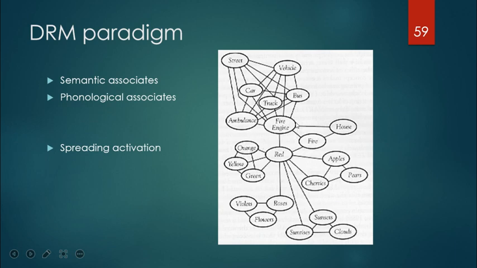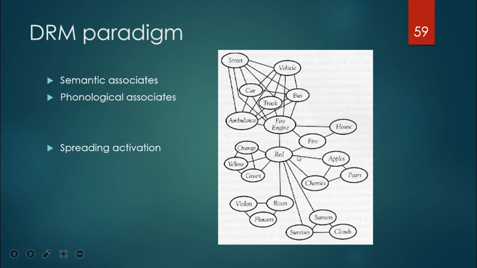So think about this. The fire engine is presented. Fire engine becomes activated in your lexicon. It spreads activation to the word red. Fire is activated. That activation spreads partially to red. Apples is presented. Apples becomes activated and spreads activation to the word red. So ping, ping, ping, ping, ping. The word red is never activated itself, but it's getting activation from all of its neighbors.